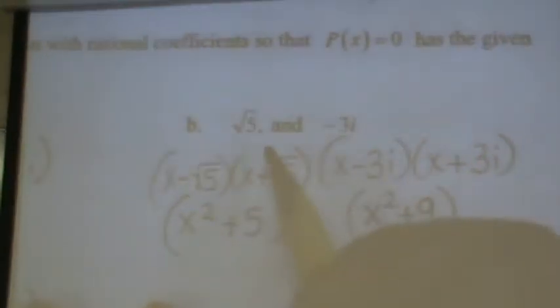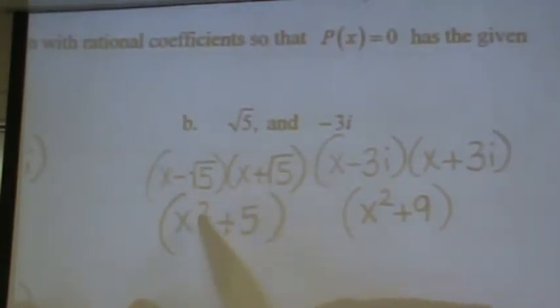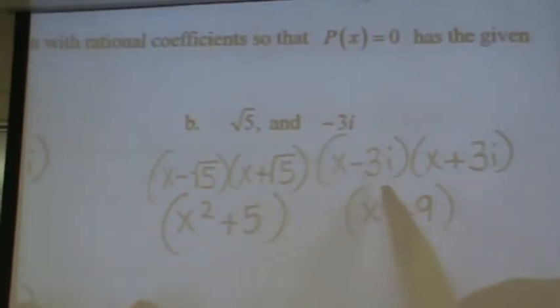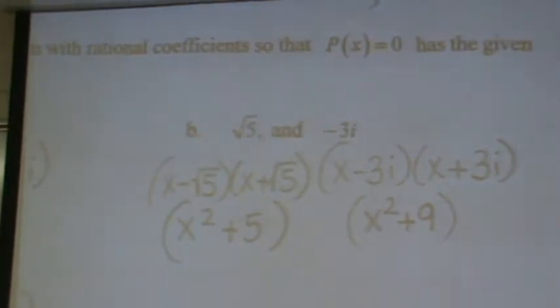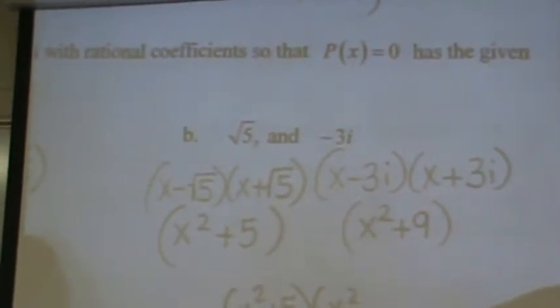Same with B. If root 5 is a 0, so is negative root 5. So you'll FOIL this out, and if negative 3i is a 0, so is positive 3i. So when you factor this out, you get x squared minus 5, and then x squared plus 9.